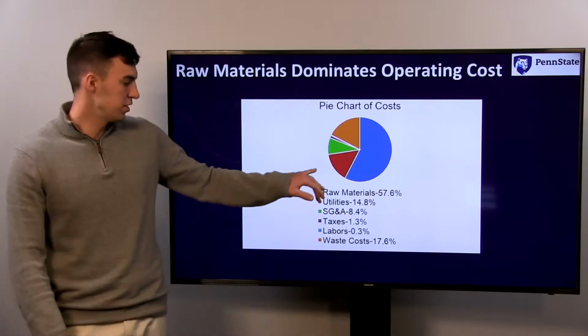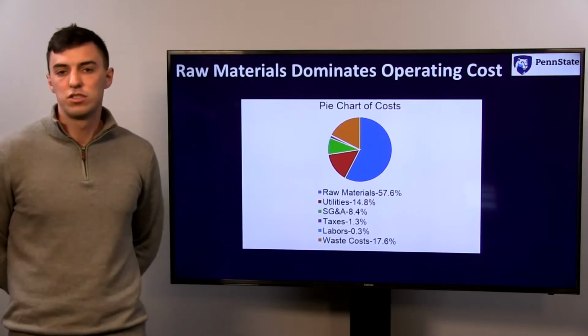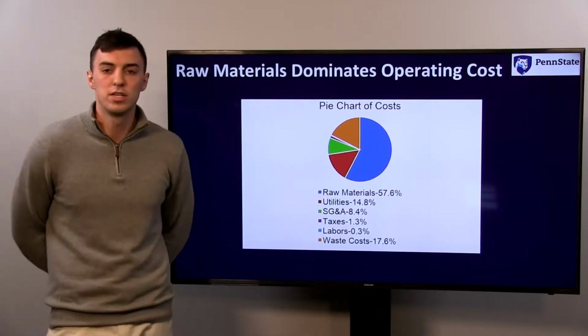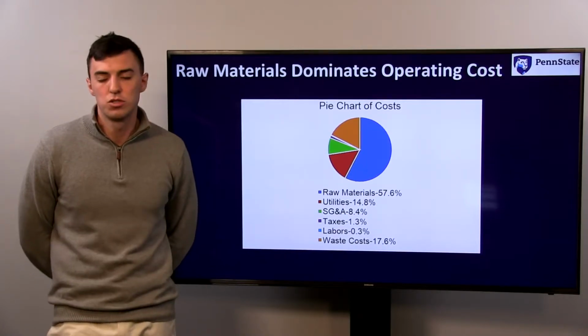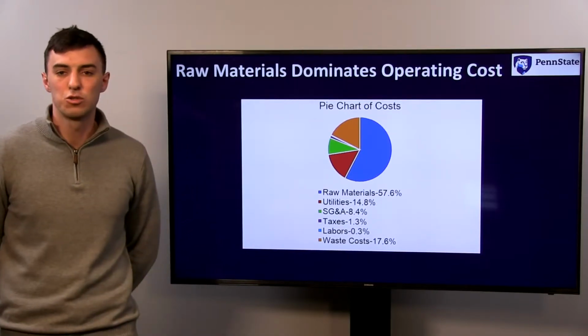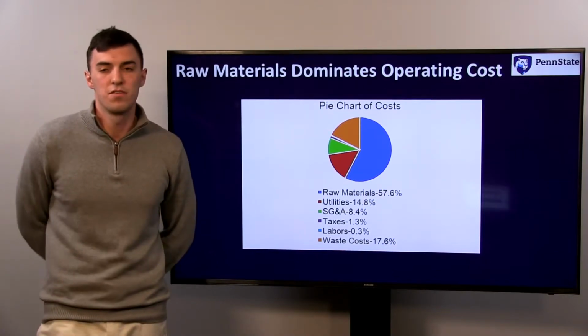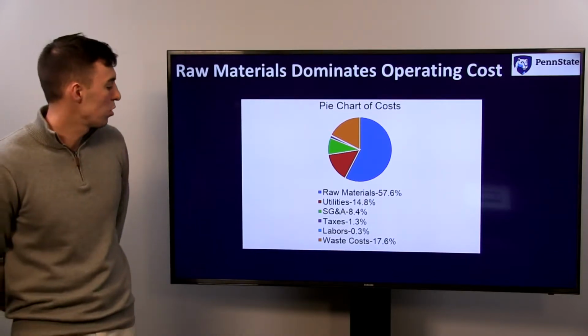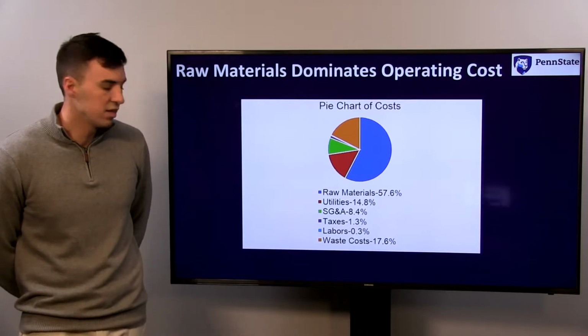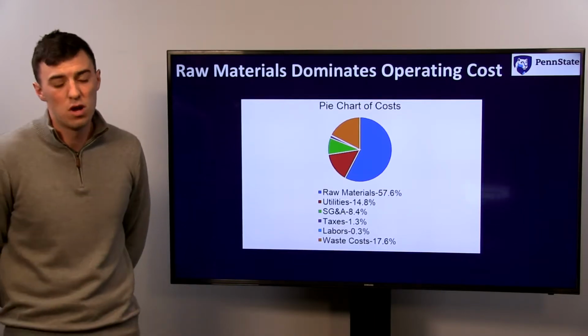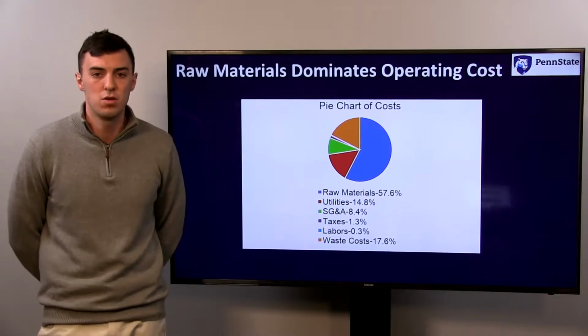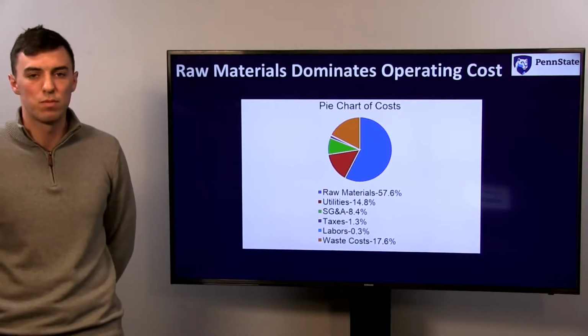The next part was utilities, 14.8%. This dealt with high pressure steam, low pressure steam, medium pressure steam, cooling water, electricity for the pumps, and this also dealt with heat exchangers, distillation columns, everything else. Now, to get to some smaller costs, we had the selling, general, and administrative costs, which was 1% of our cash flow. That maintained 8.4%.